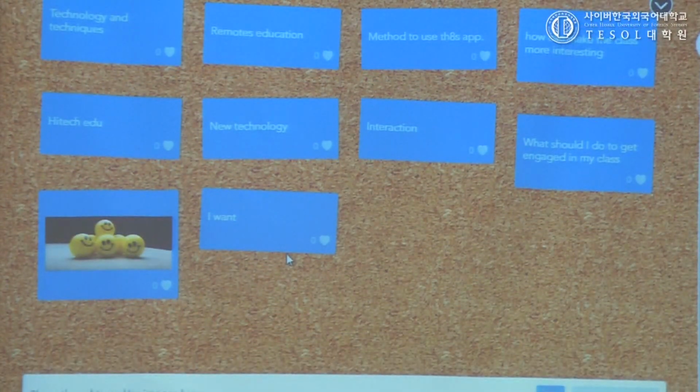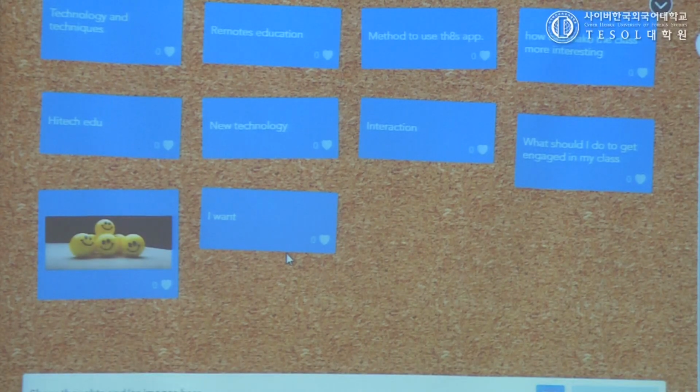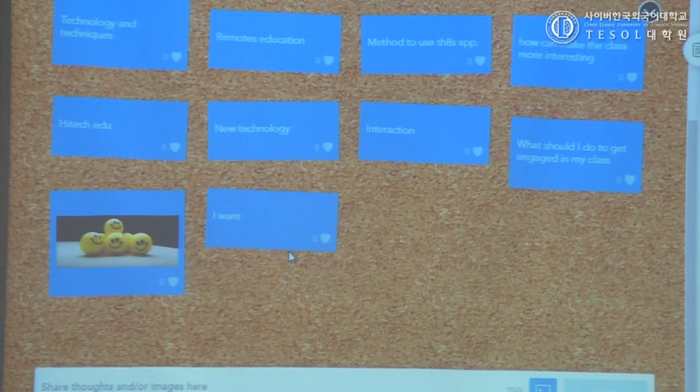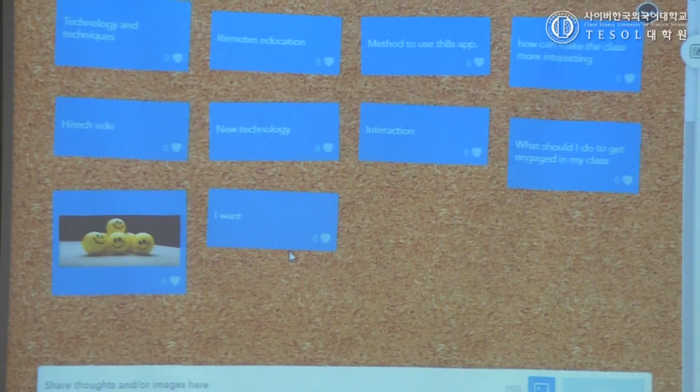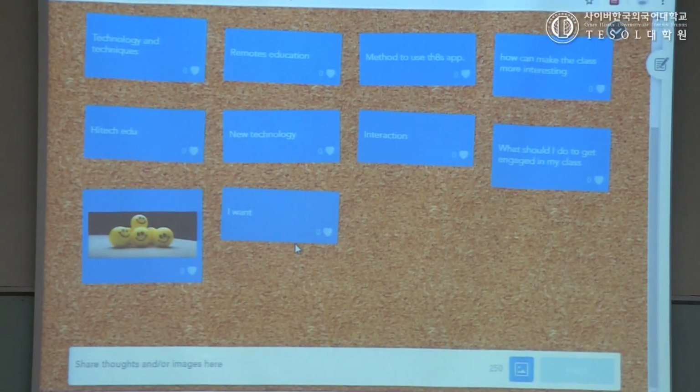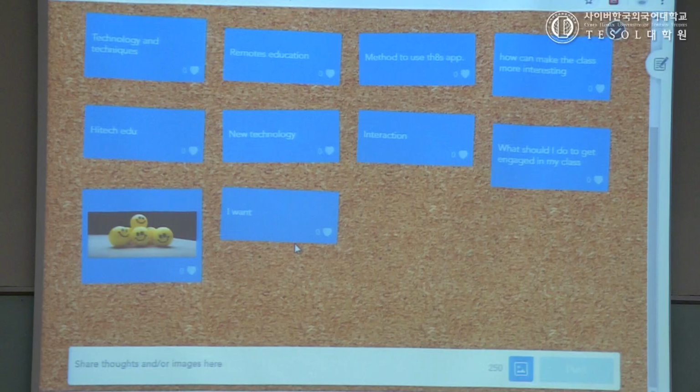Do you see that? So it's a very good way to do a very quick check for how your students are doing. All right, so we're going to get started here.